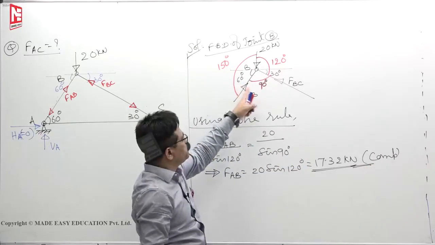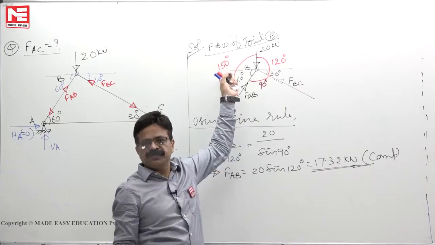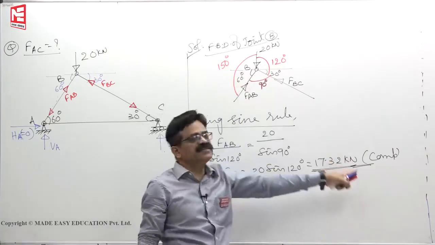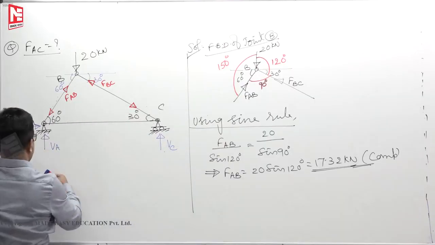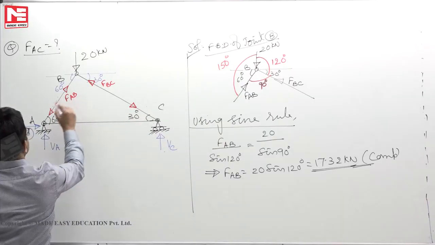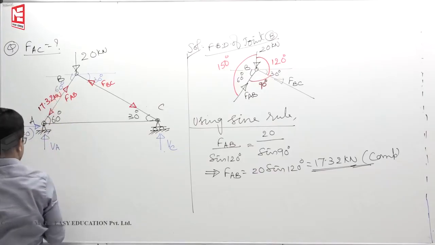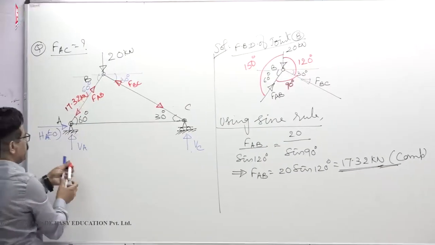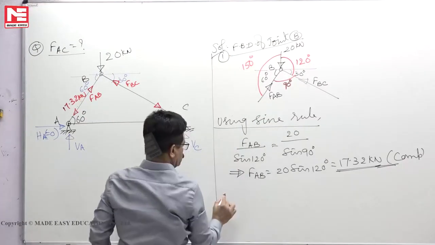First, because the arrow is towards the joint, you have written compression, not because of any other reason. This is the first thing that happened, then this one. Now, once you find that FAB is 17.32, this force is now 17.32. Now we can take the free body diagram of joint A. This is the first point.